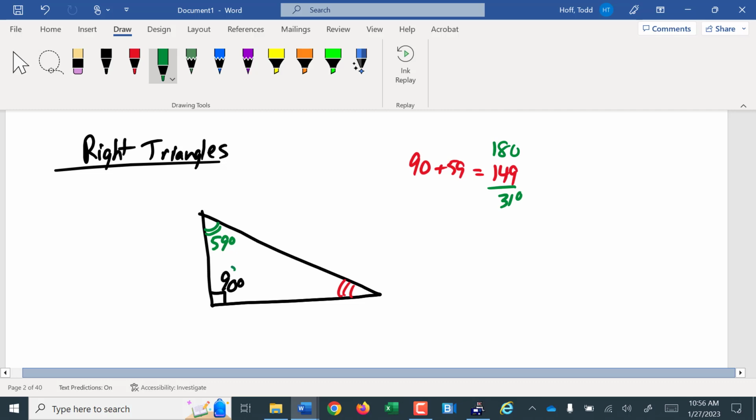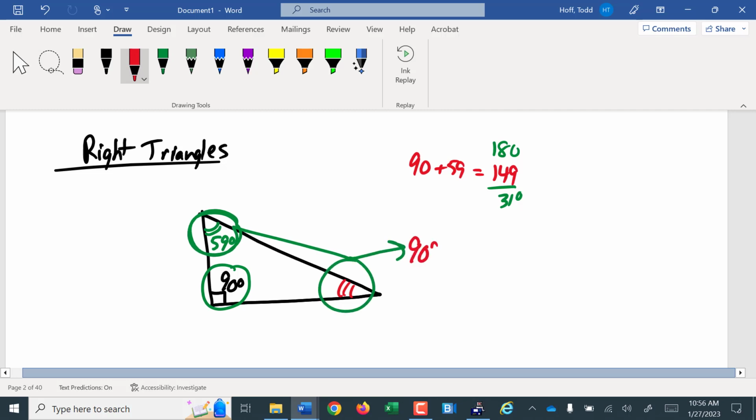Or, since I know that this angle is always 90 degrees, what's 180 minus 90? 90. I know that these two always have to add up to 90 degrees. So I could just forget about the right angle completely and just do 90 minus 59 to get that 31 degrees. In a right triangle, the angles that are not right angles are complements. They're complementary. They add up to 90 degrees.